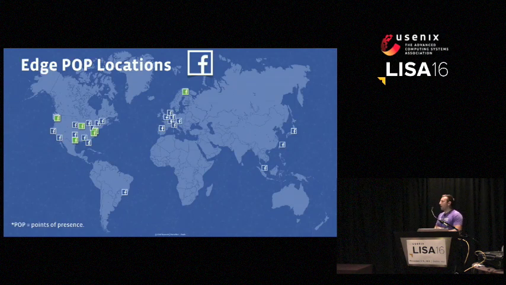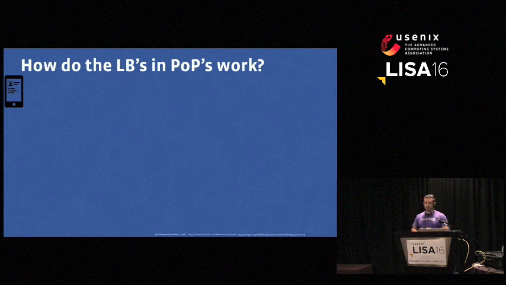So we have many different edge POPs around the world, and we're trying to deploy as many as possible. But it's important to note that all of your TCP connections are going to be terminated at one of these POPs, one of these edge locations, and your request will be sent back to one of our data centers to actually be processed. So you might be asking, what does the load balancing look like in one of these POPs?